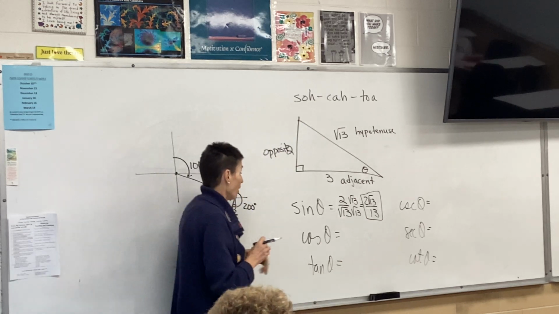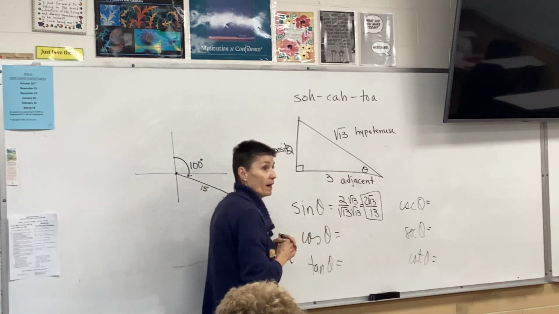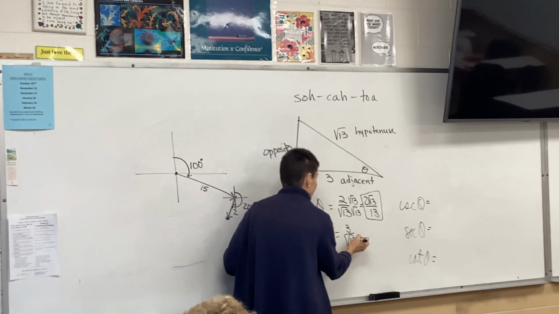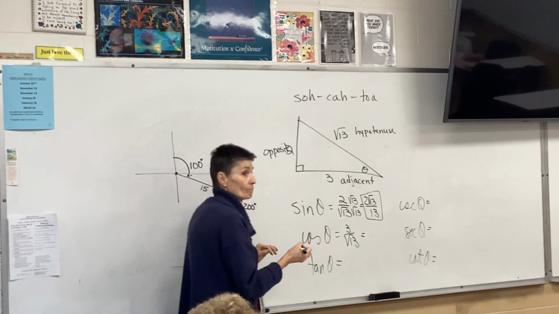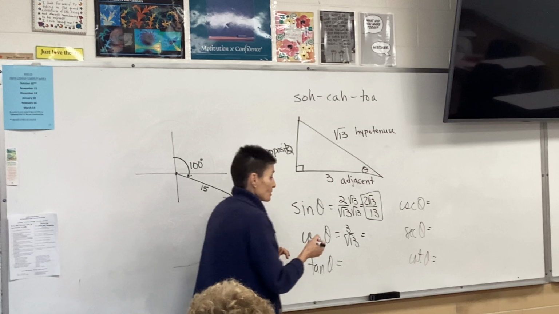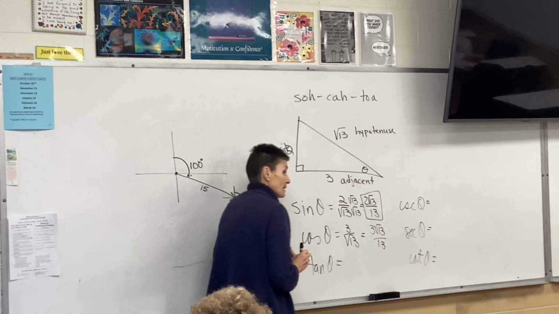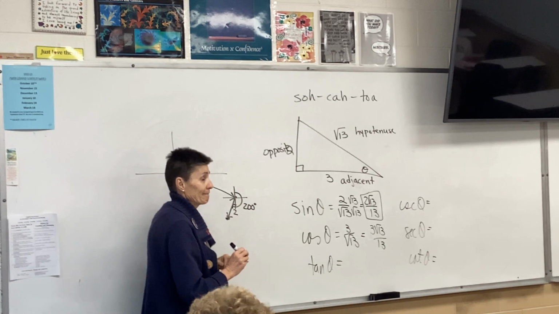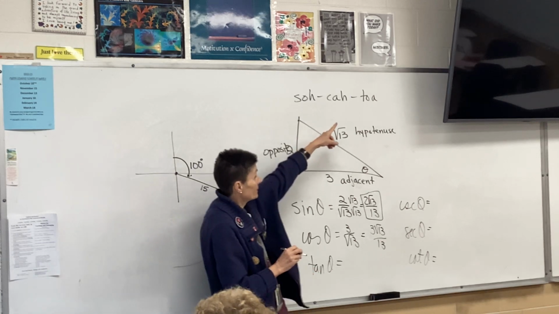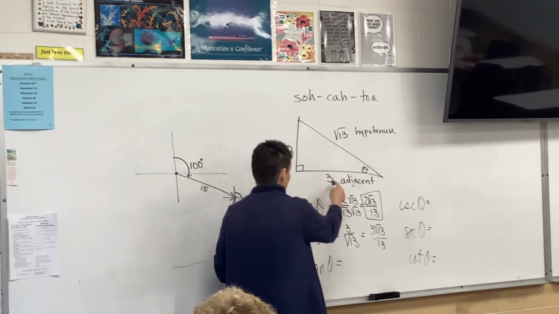All right, cosine. Cosine is adjacent over hypotenuse. So that'll be 3 over root 13. And then won't I do the same thing? So I'm going to end up with 3 root 13 over 13 as my final answer. And then what about tangent? Tangent is opposite over adjacent, so that will simply be 2/3.